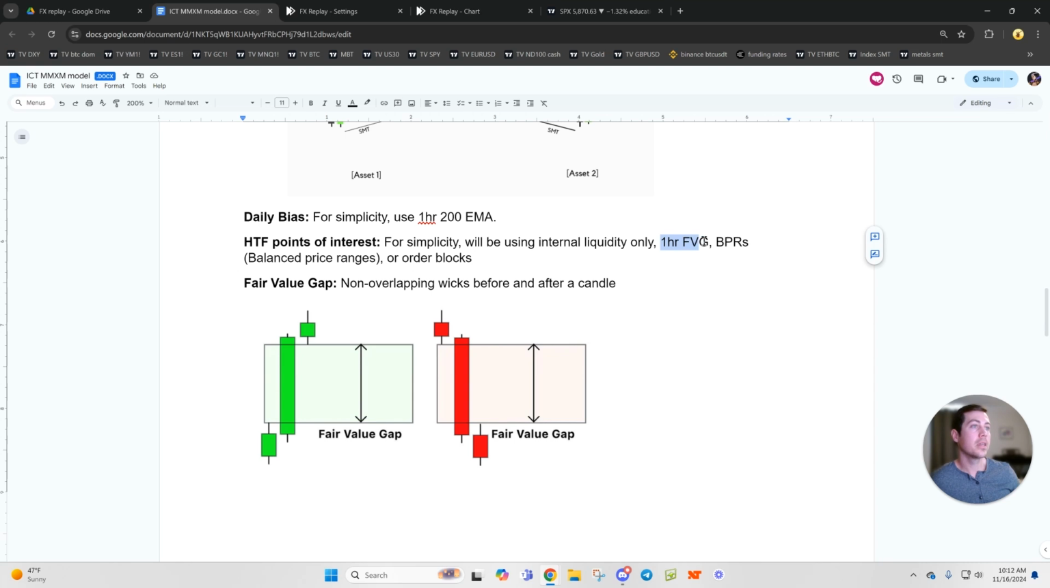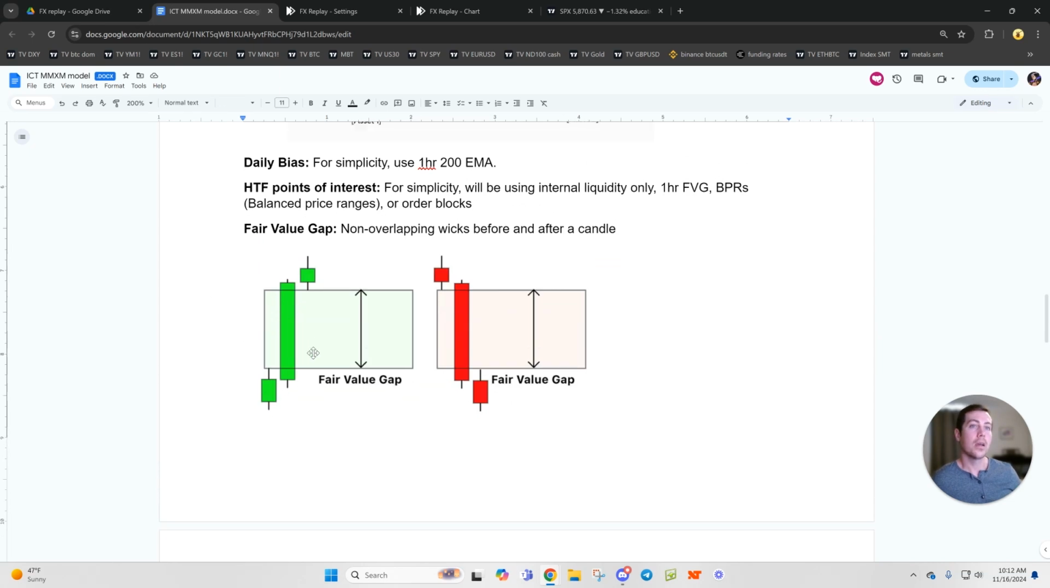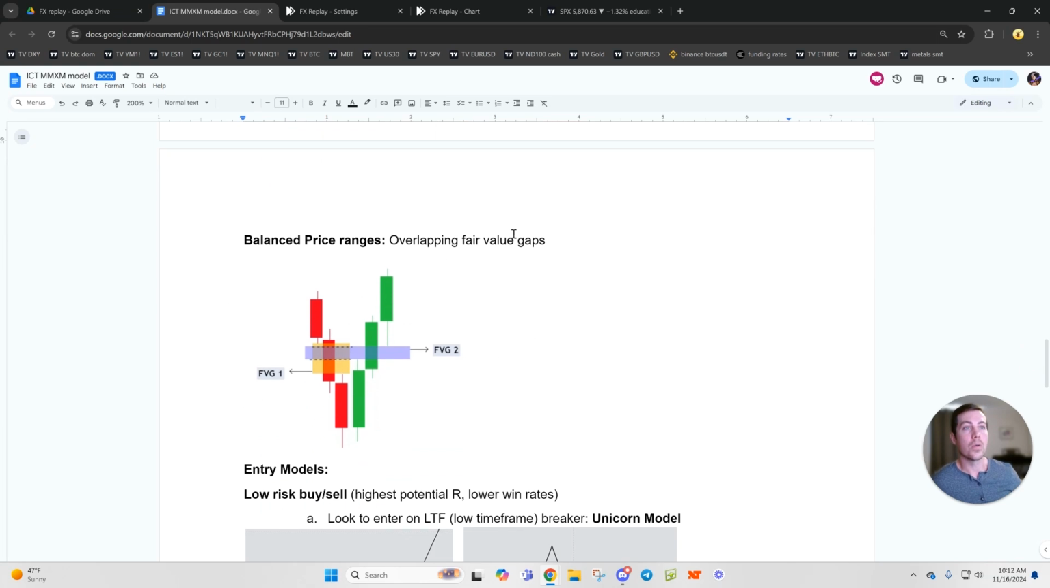This could be a fair value gap, a balanced price range, or order block. So we'll go over those real quick. Most of you guys should be familiar with fair value gaps. It's essentially a 3-candle structure. There's a gap between the candle before and the candle after. This price range where there were no overlapping wicks is called a fair value gap, and it can often act as a support and resistance level. A balanced price range is 2 overlapping fair value gaps. Coming down to the downside, we have a bearish fair value gap, and then when price went back up, there's a bullish fair value gap, and where these two overlap is called a balanced price range, which is stronger than just a fair value gap by itself.